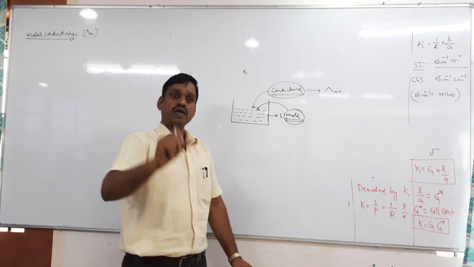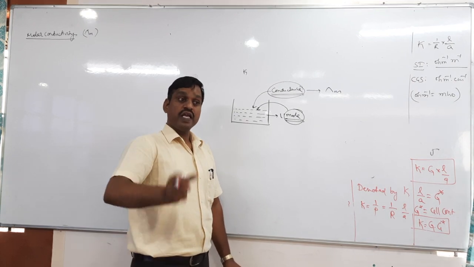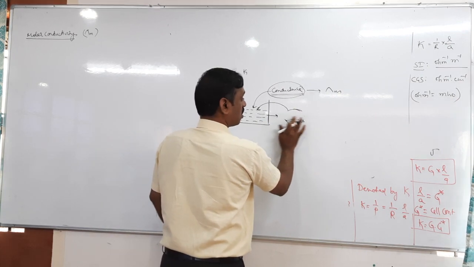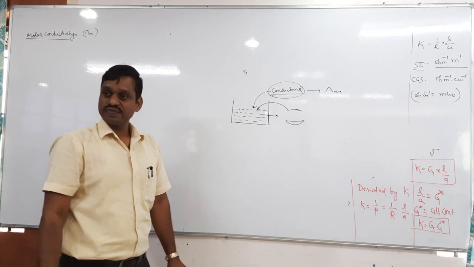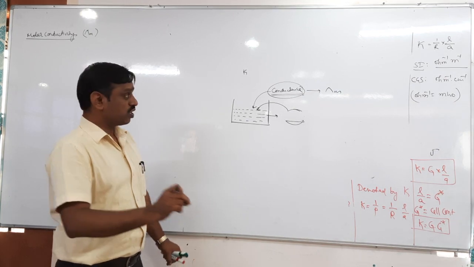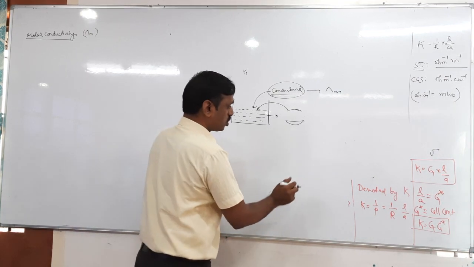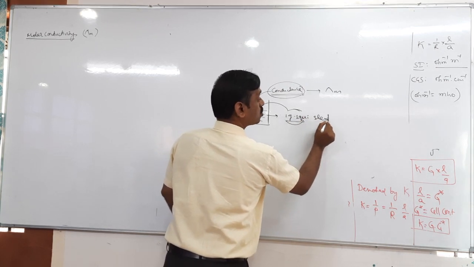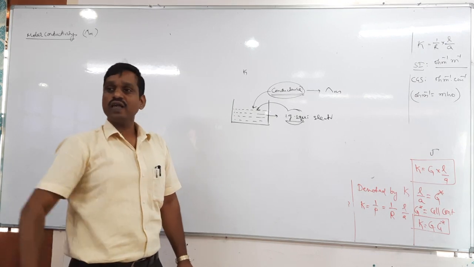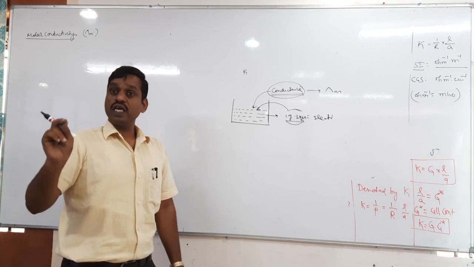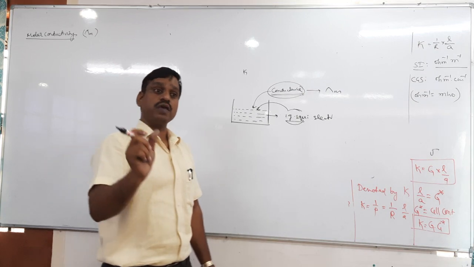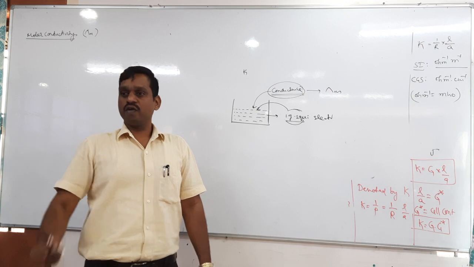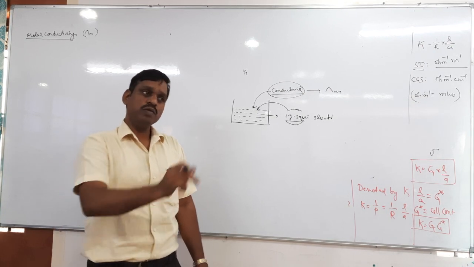Next, what is equivalent conductance? In equivalent conductance it is the same, but here the gram equivalent is fixed. So the conductance of electrolyte solution containing 1 gram equivalent of electrolyte is equivalent conductance. In equivalent conductance, we take 1 gram equivalent of electrolyte. In molar conductance, we take 1 mole of electrolyte. That is the difference. Volume is at a given volume.